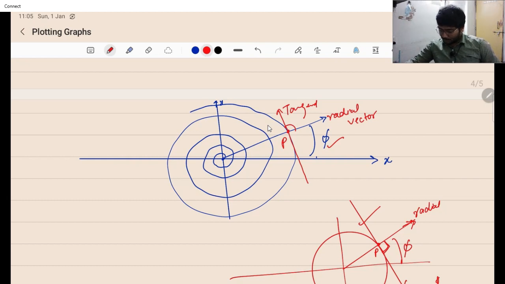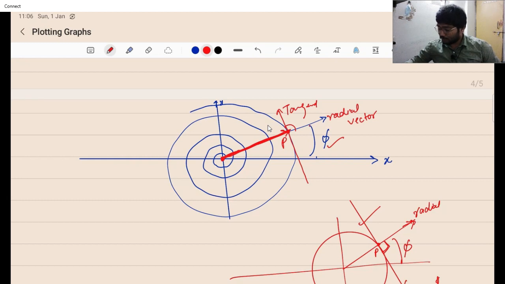Another difference is that as you keep on increasing phi, the length of this radial vector changes. Why do we call it a radial vector? Because it originates from the origin and it reaches the curve point. So this is a radial vector, and its length is not constant over the angle phi.